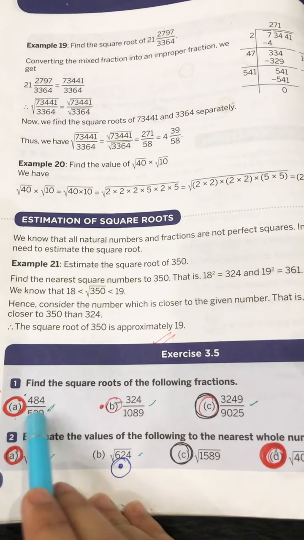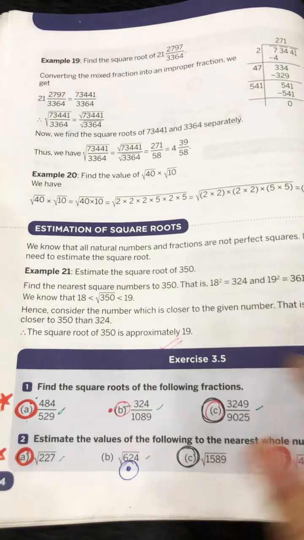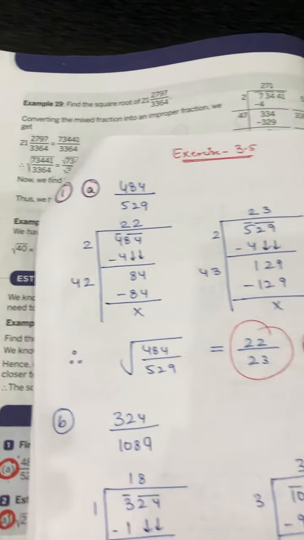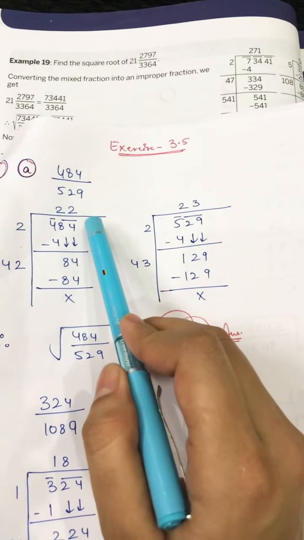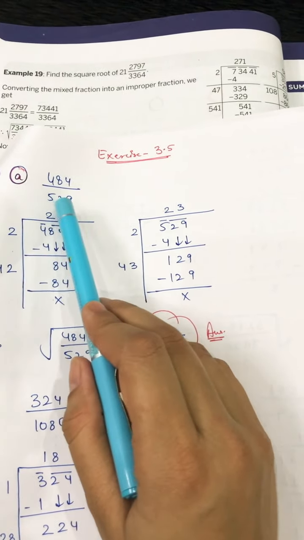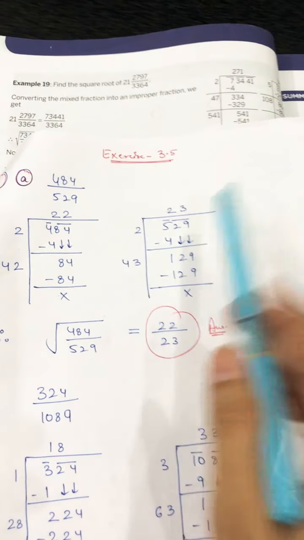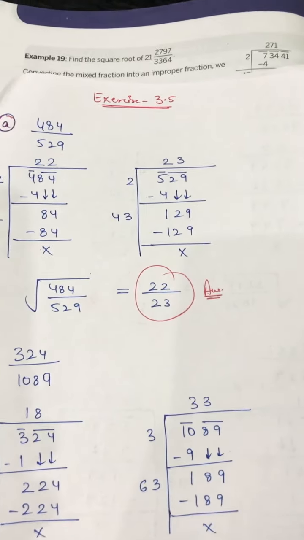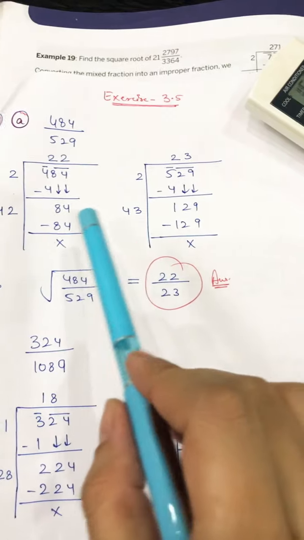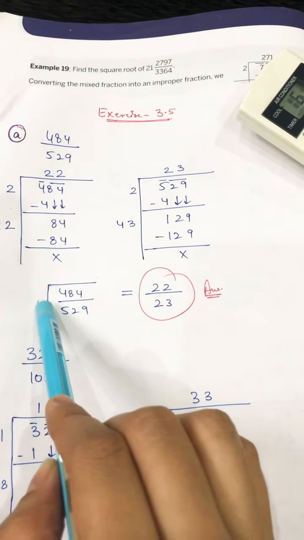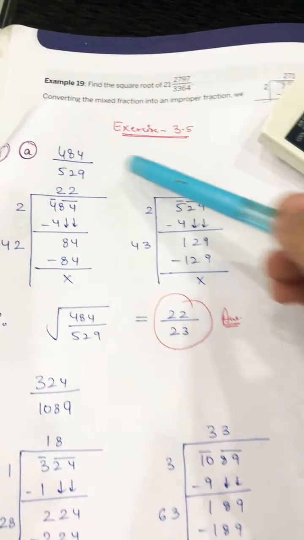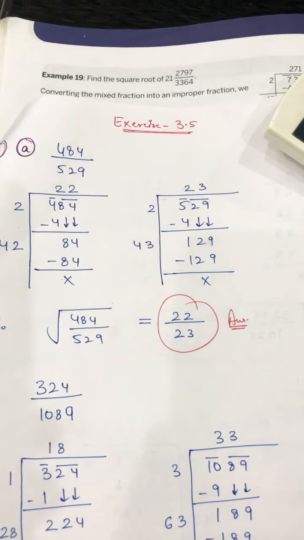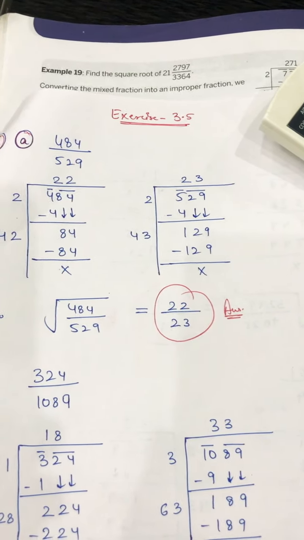484 divided by 529. It is given to you in the form of a fraction. Now let's start the question. This is question number 1. This is your numerator 484, this is your denominator 529. As we have discussed in the class also, you have to find the square root with the long division method separately: numerator here and denominator here.